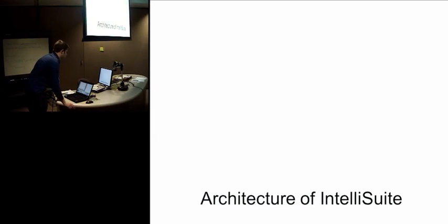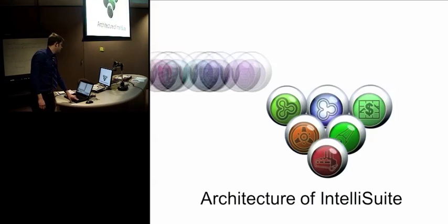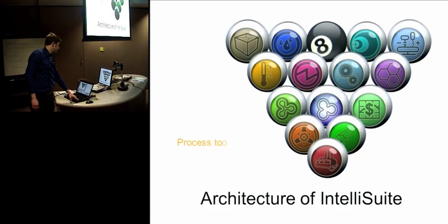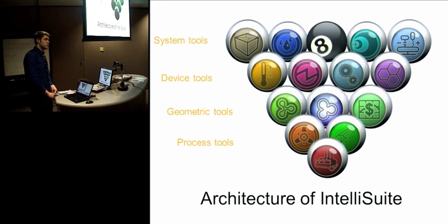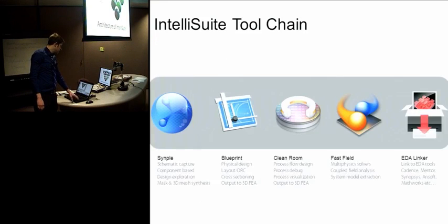So just an overview of the architecture of IntelliSuite. We start out with our process tools, and then we have some geometric tools for CAD modeling. Then we have our device level tools, so for multiphysics simulation. And then we have some system level tools. Our main one is called Simple. And so from end to end, there's a tool that can help you with every phase of your design cycle.